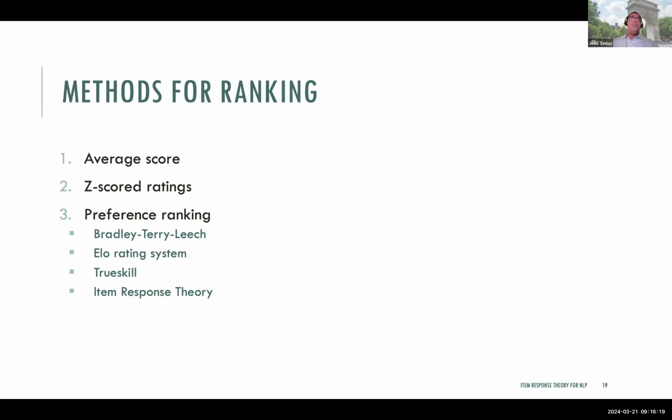However, there's a bunch of different preference-based rankings. So for instance, the Bradley-Terry-Luce model, ELO ratings, which you just saw a second ago in the LMSys chatbot leaderboard, TrueSkill, which is used by Xbox, and the way that in machine translation they're doing the ranking. And then finally, item response theory, which is what we'll be talking about a lot today.